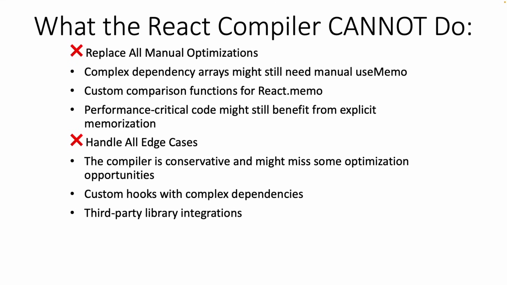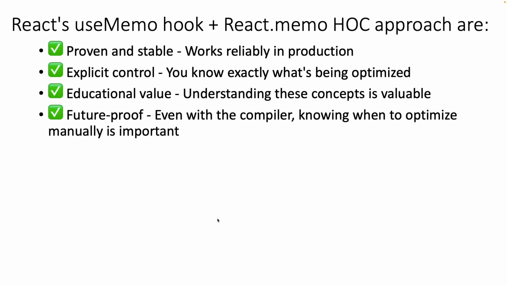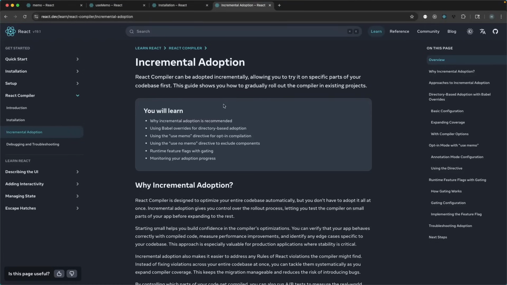I made a couple of slides for you as to why the React compiler isn't ready for production just yet, and why we still need to use the React memo higher order component and the useMemo hook. You can pause the video to read the slides if you want. Even the React documentation itself suggests an incremental adoption approach to the React compiler.